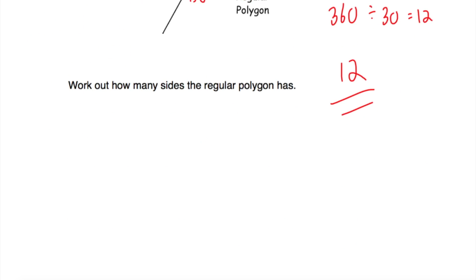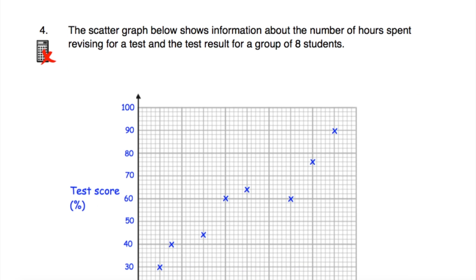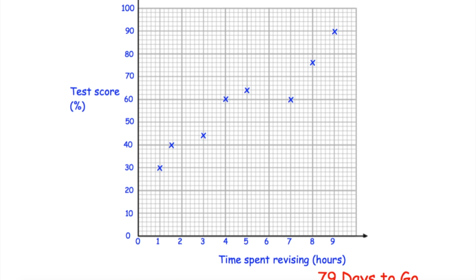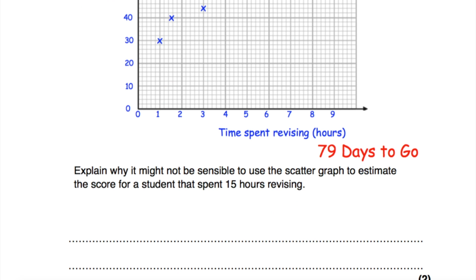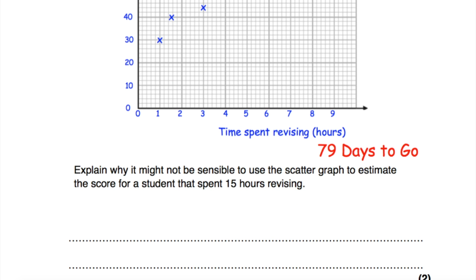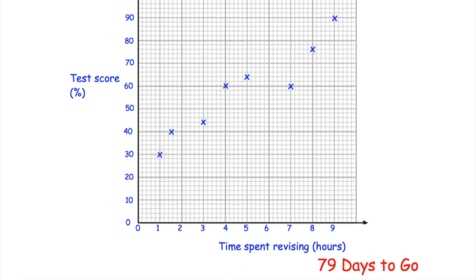Okay, let's have a look at our next question. Okay, question number 4 is to do with scatter graphs, and in this scatter graph, we've got the time spent revising and the test score, and we've got hours spent revising 1.5 and so on, and it goes up to 9 hours. And the question says, explain why it's not sensible to use this scatter graph to estimate the score of a student who spent 15 hours revising.